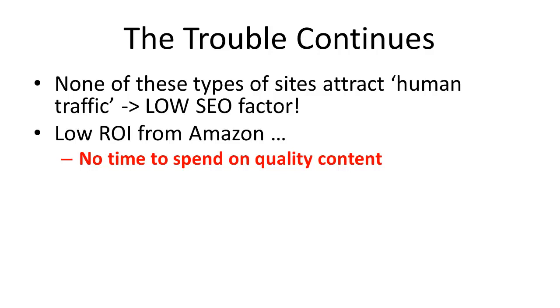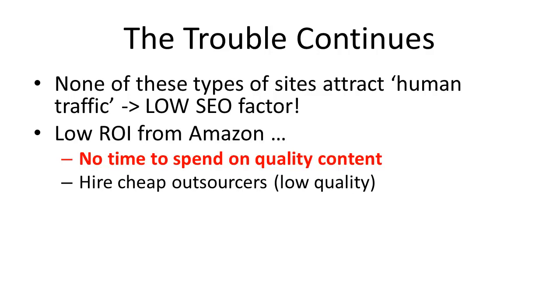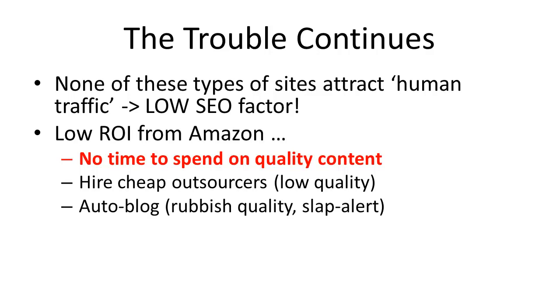And typically you go, well, I'm paying you $3 for a 500-word article. Because there is such a low ROI from Amazon, I can't really spend any money on quality content. And really, for 8 cents for my 2 chocolate bars, I'm not going to spend 2 hours writing a great review of how wonderful this thing is. So there must be something better, right? You end up hiring cheap outsourcers so you get low quality, or even worse, you do auto blogging and then you get rubbish quality, which leads to the good old slap alert, Google going, hang on, we just don't like this kind of stuff.